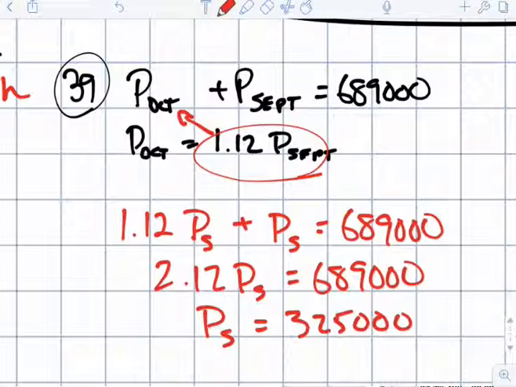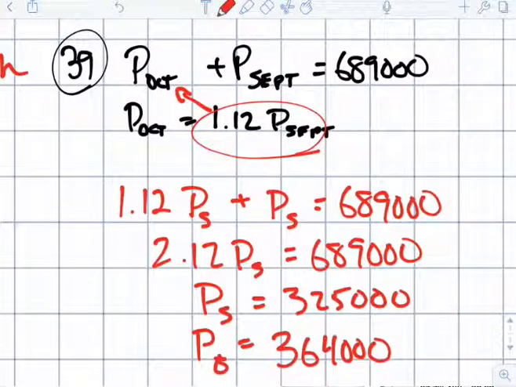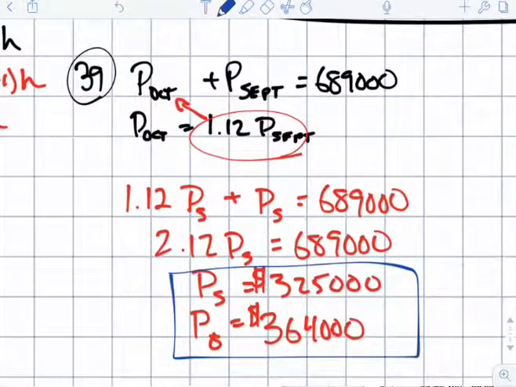Take the difference in those, and you get your profit for October. So 689,000 minus 325,000 gives me $364,000. So those are both our profits in dollars. Okay, so that's 39. A mixture problem is 40 or 41.